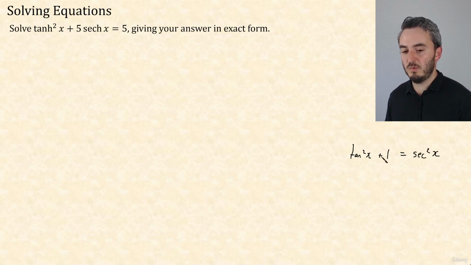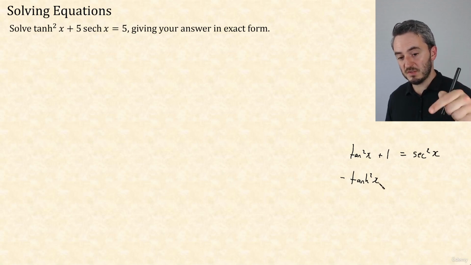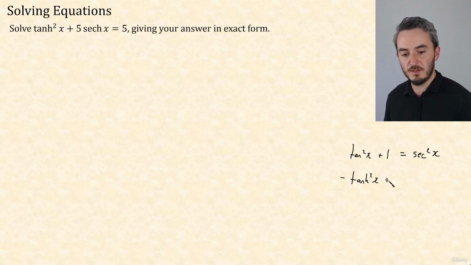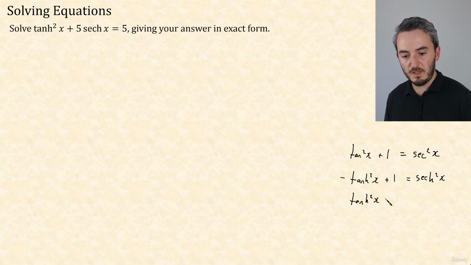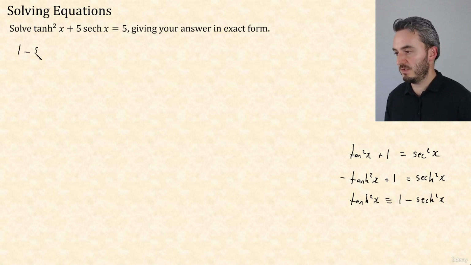So in hyperbolic world, Osborn's rule kicks in. The tan squared x gets converted into minus tanh squared x, because it's sinh squared x over cosh squared x, minus sinh squared x over cosh squared x plus 1 equals sech squared x, which is of course just 1 divided by cosh squared x. So that means that tanh squared x, with a little rearrangement here, is identical to 1 minus sech squared x. So let's just convert it like that. 1 minus sech squared x plus 5 sech x equals 5.